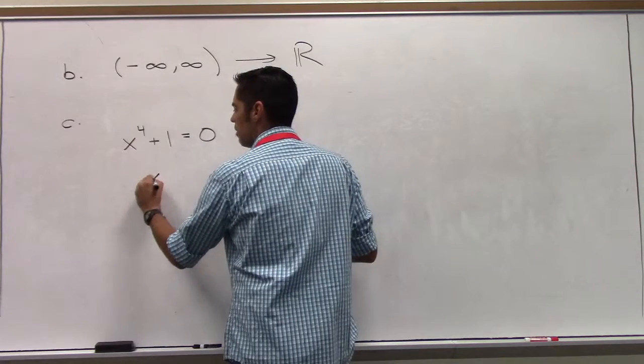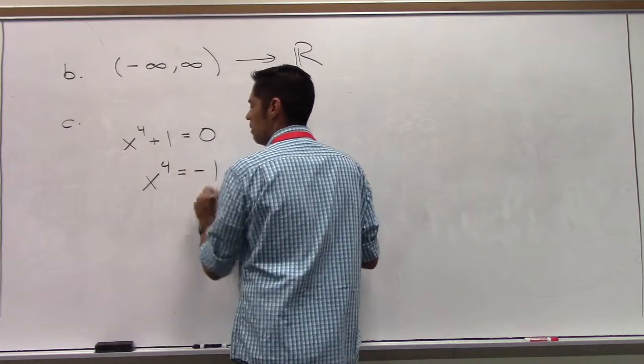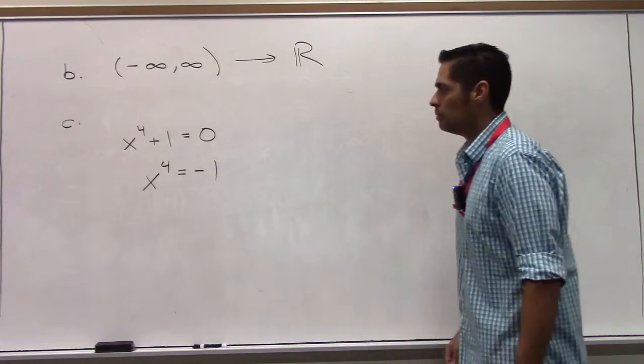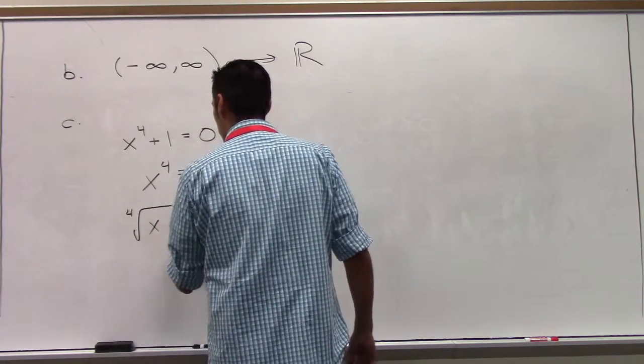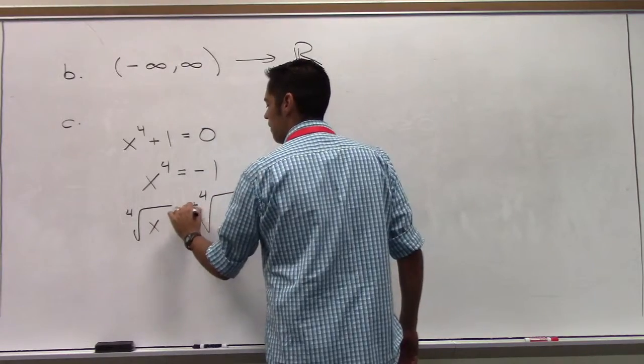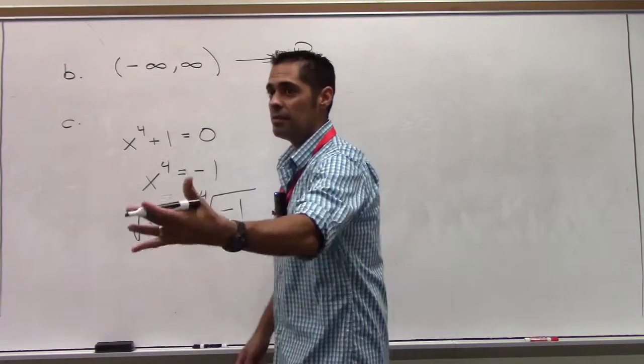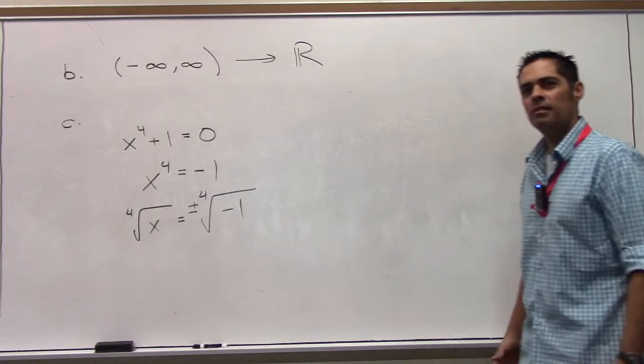What did you do? X to the fourth is negative 1? Fourth root. Anytime you do fourth root, you have to do plus or minus, don't you? Fourth root of negative 1. Liz? Fourth root of negative 1.